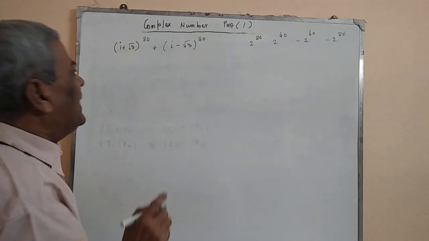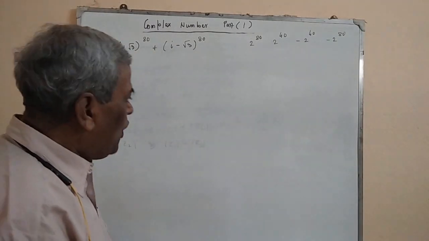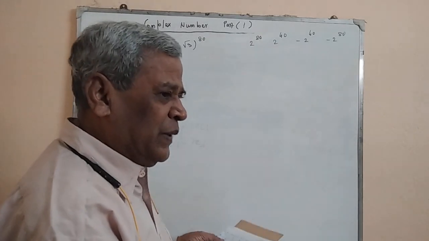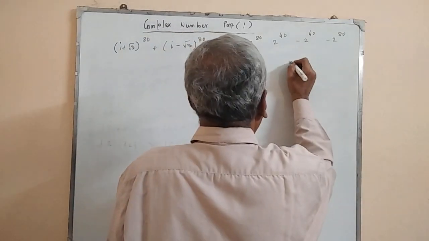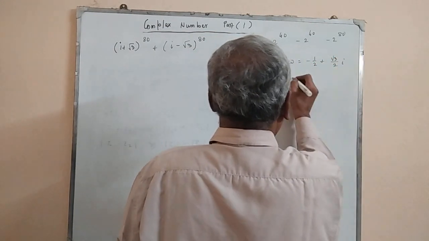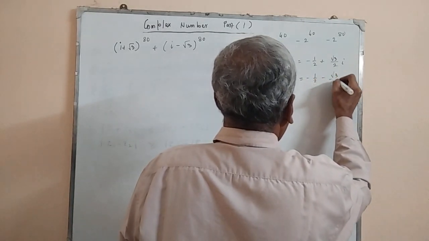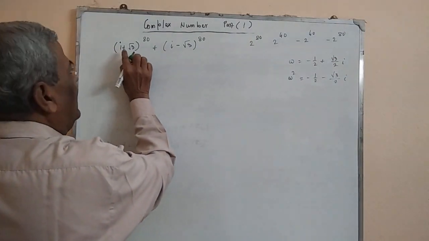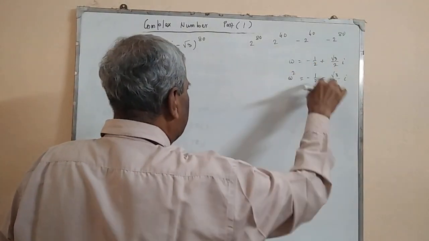So let us try to find these things in terms of omega and omega square. The properties of omega: omega cube is equal to 1, and 1 plus omega plus omega square is equal to 0. The value of omega is minus half plus root 3 by 2 i, and omega square is its conjugate. So first of all, I take the real parts, half and minus half.